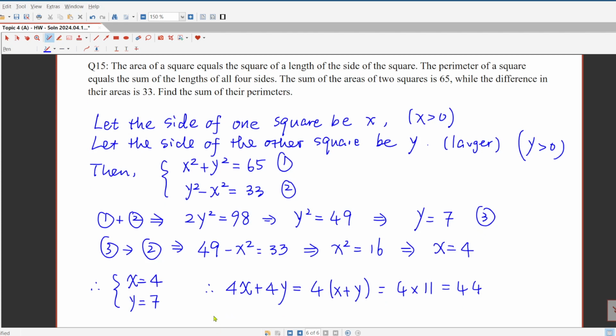So you should conclude this question by answering: the sum of their perimeters is 44, right? Any questions?